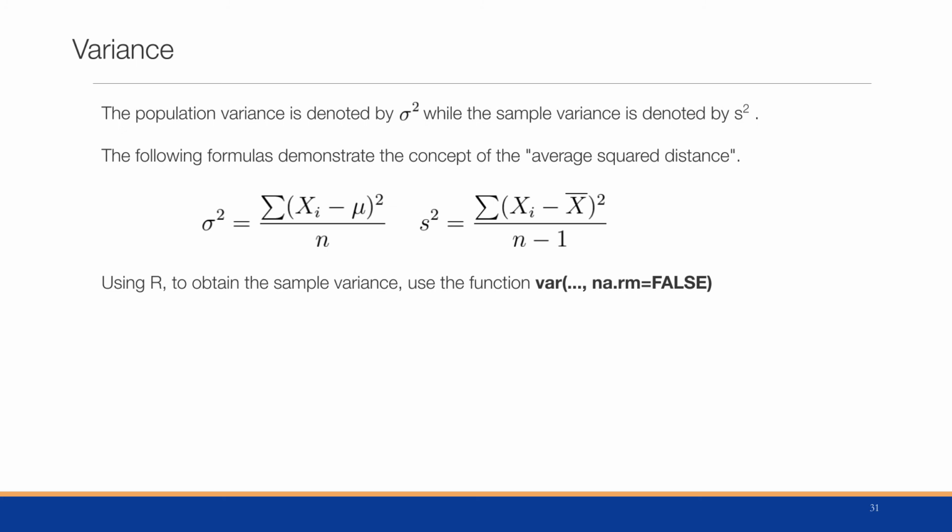So when we use R to obtain the sample variance, we're going to use the function var in the same way that we did mean and median. We put in a data set where the 3 dots are, and again we can choose na.rm equals true or false, true being remove any NAs or missing values.